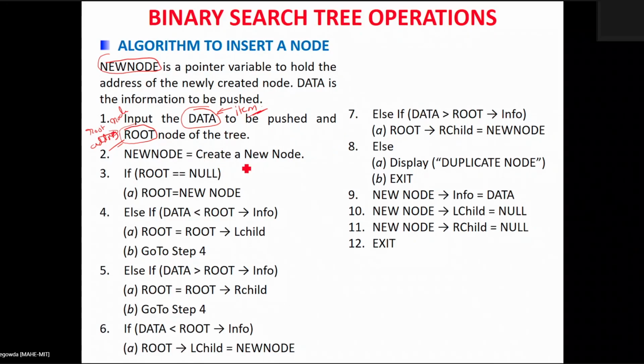Now in the second step, we are going to create a new node. When you are going to insert any element into the binary search tree, you have to take care of duplicate values, whether the node to be inserted is going to be a duplicate of values which already exist in the BST or not. That also needs to be taken care of. So now you have created a new node, and the address of the newly created node is stored in the variable new node.